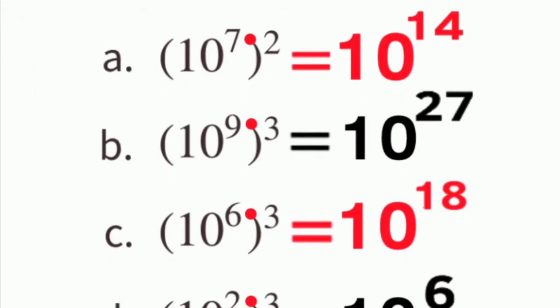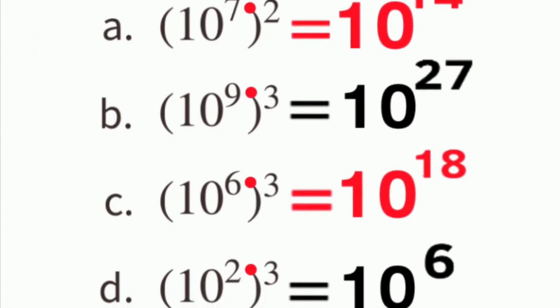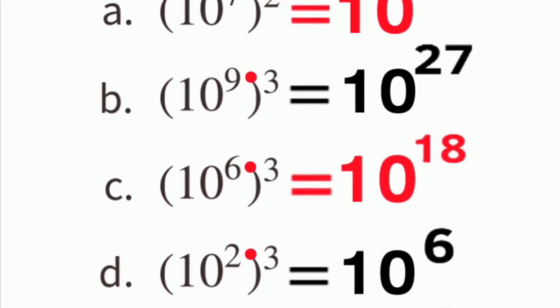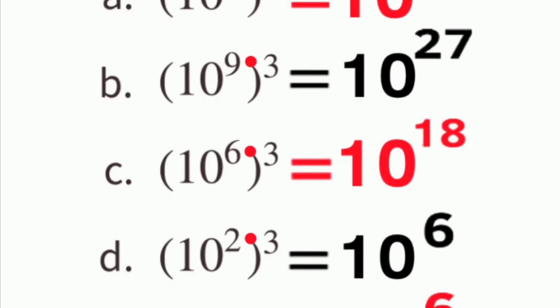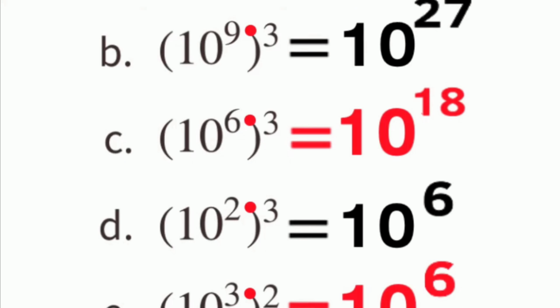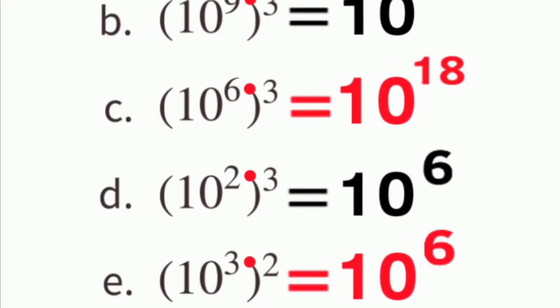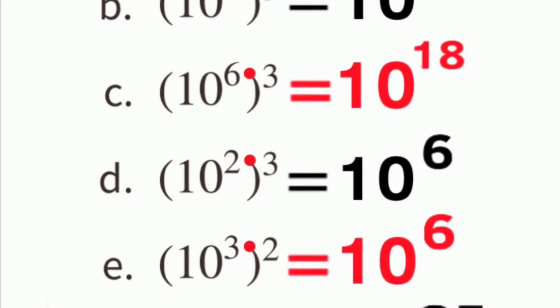C, 10 to the power of 6, all to the power of 3. Exponent 6 times exponent 3 on the outside equals 10 to the power of 18. D, 10 squared, all to the 3rd power. Exponent 2 times exponent 3 equals exponent 6, 10 to the power of 6.